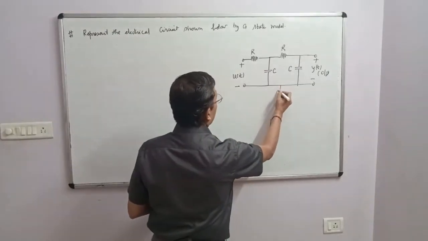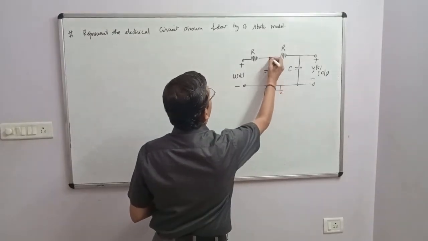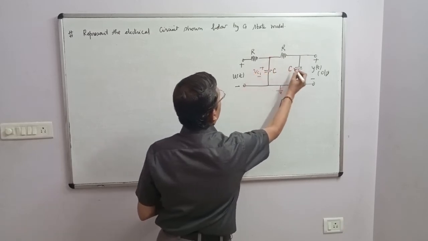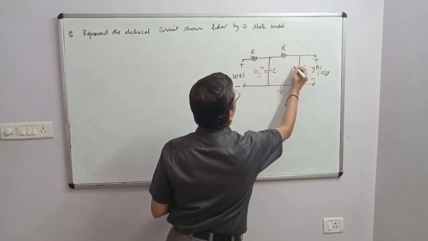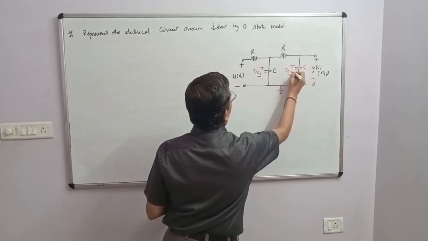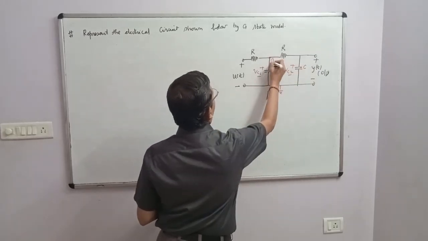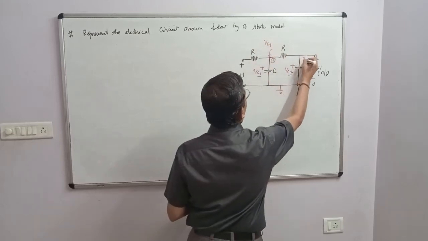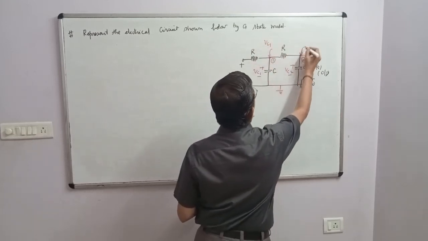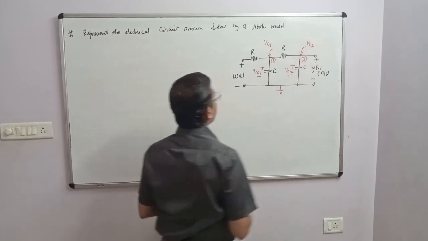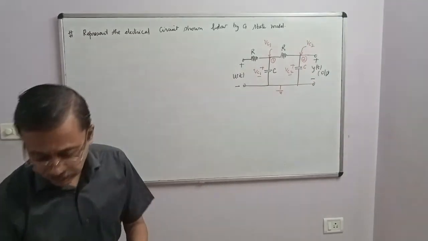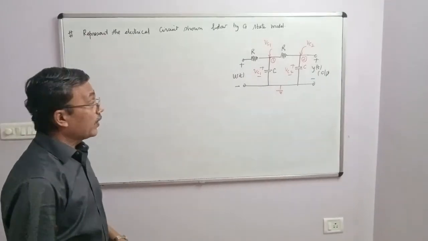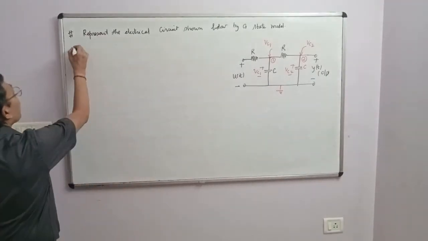I'll take this as the reference node. Voltage across this capacitor, I'll take it as VC1. Voltage across the second capacitor, I'll take it as VC2. Therefore, potential of node 1 is VC1. Potential of node 2 is VC2. What I have marked in red will not be shown in the question paper. Solution.